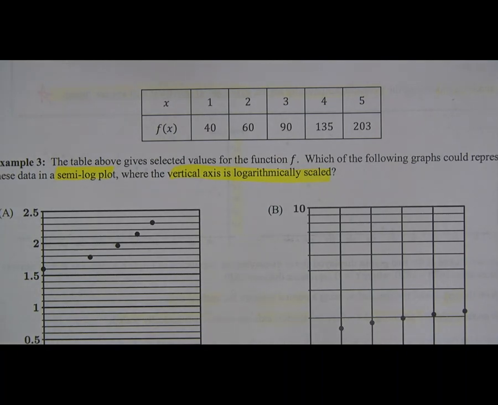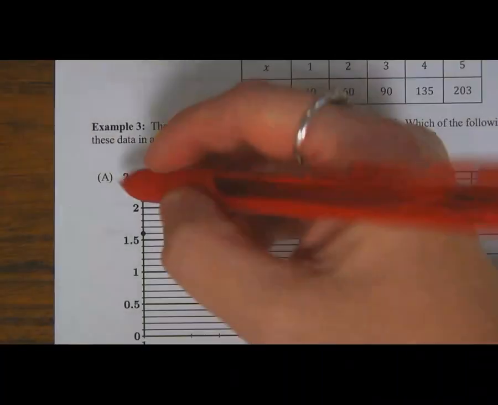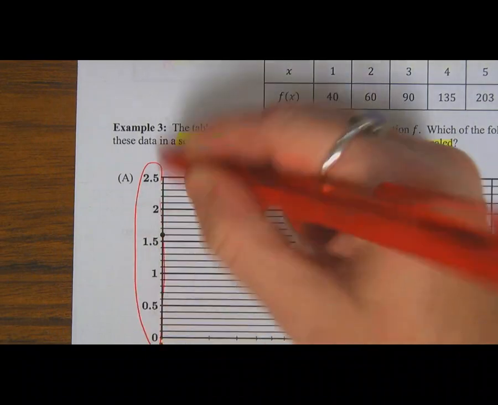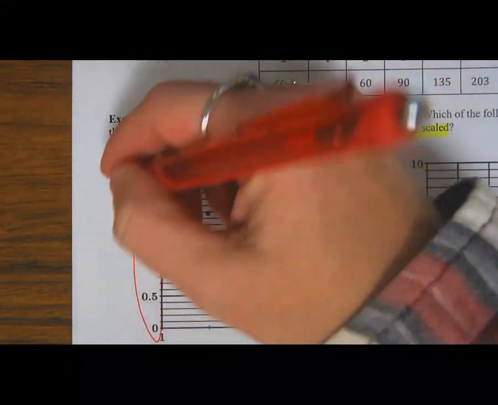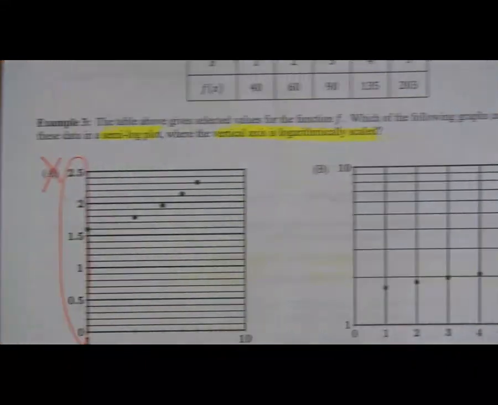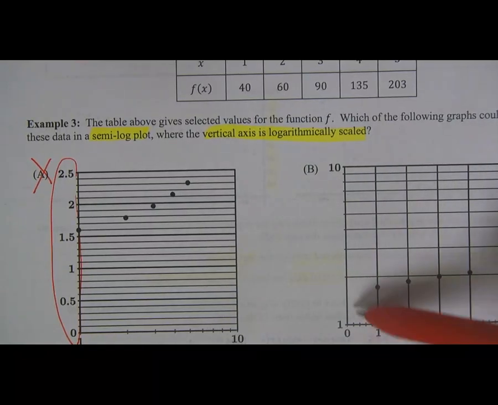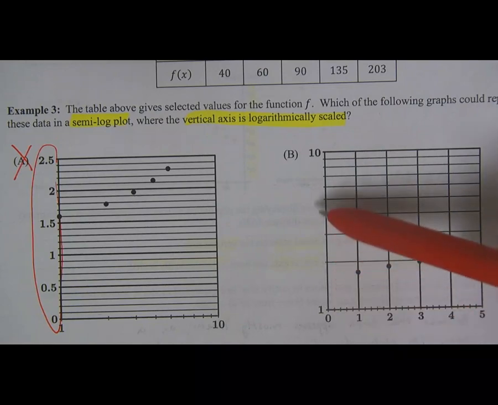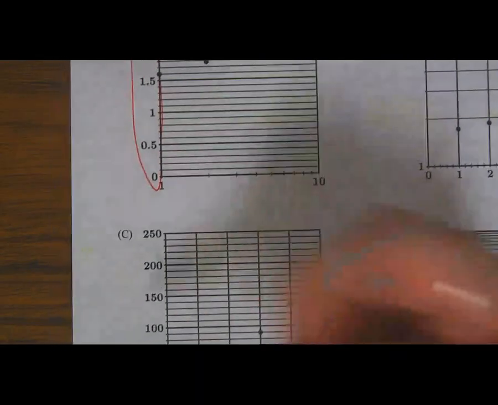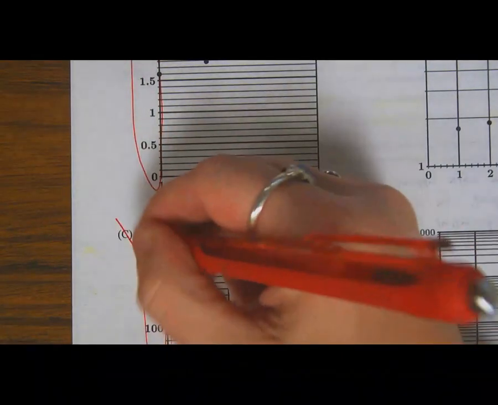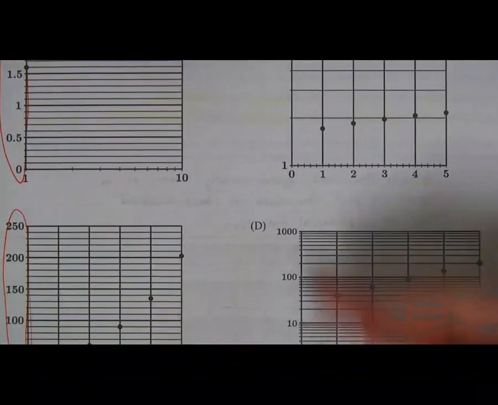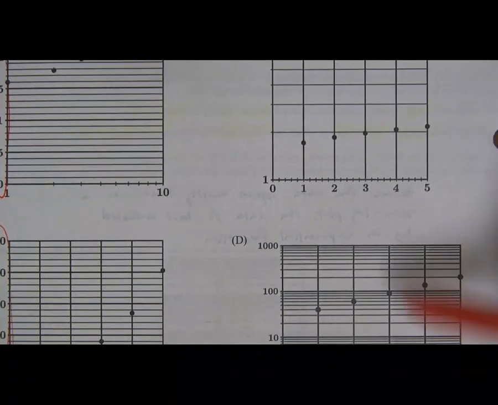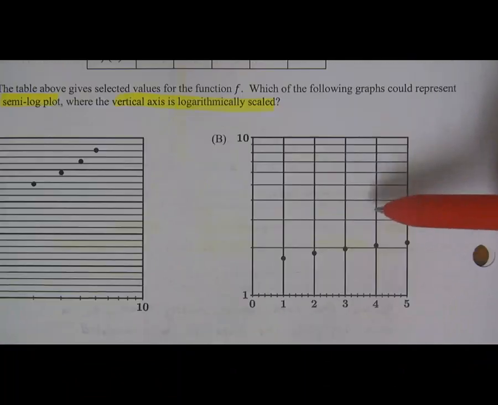D, okay, but I can justify that by saying, look, on A, that vertical axis is not logarithmically scaled. On B, technically it is logarithmically scaled, so we'll come back to that. C is not logarithmically scaled, and D is, okay? So let's figure out why B would not be the answer.